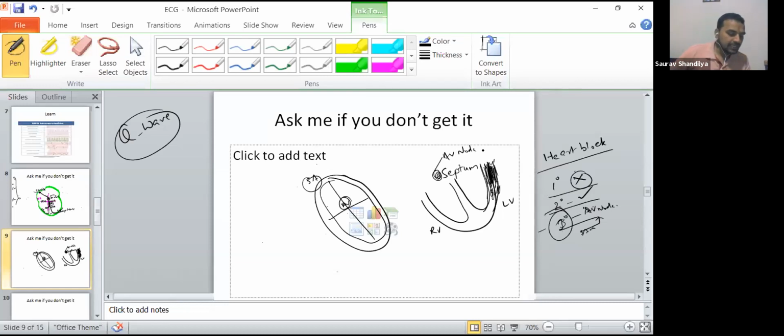So here, when the impulse from the AV node comes to the bundle of His and then the branches. Here you see what happened. Left and right, we have two branches, right? Everyone is agreed, right?